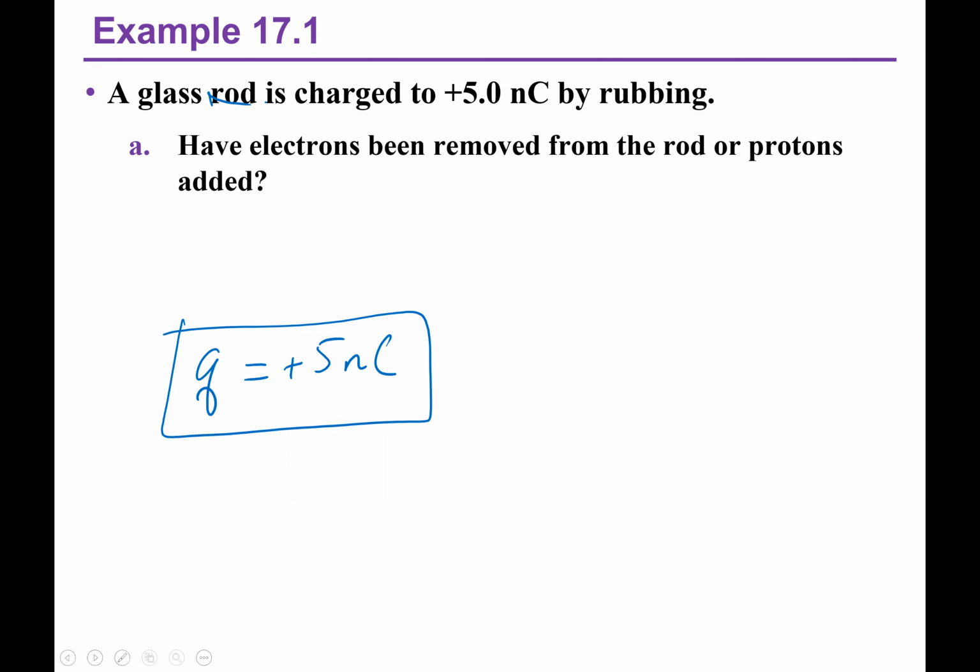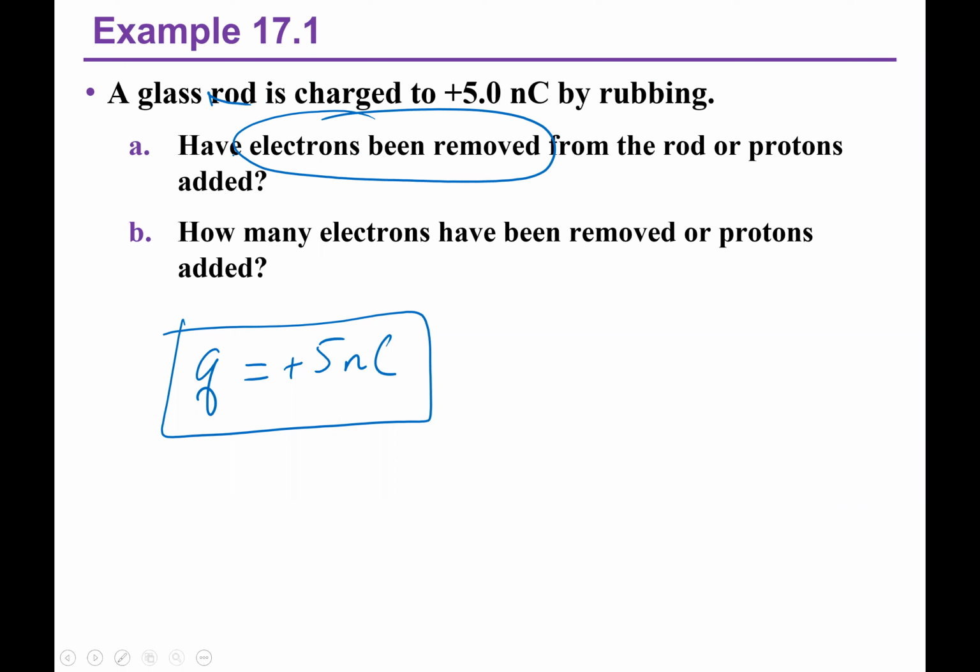Well, hopefully you were able to figure out at this point that whenever you're charging something, that's because electrons are being removed or electrons are being added, never protons. In this case, you have removed electrons. You removed electrons, so that's why it has fewer electrons. That means it has more protons, so more positive charge.